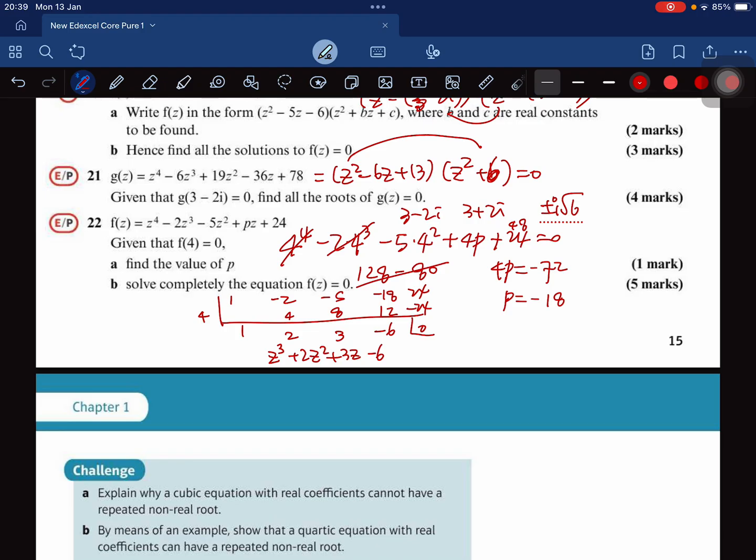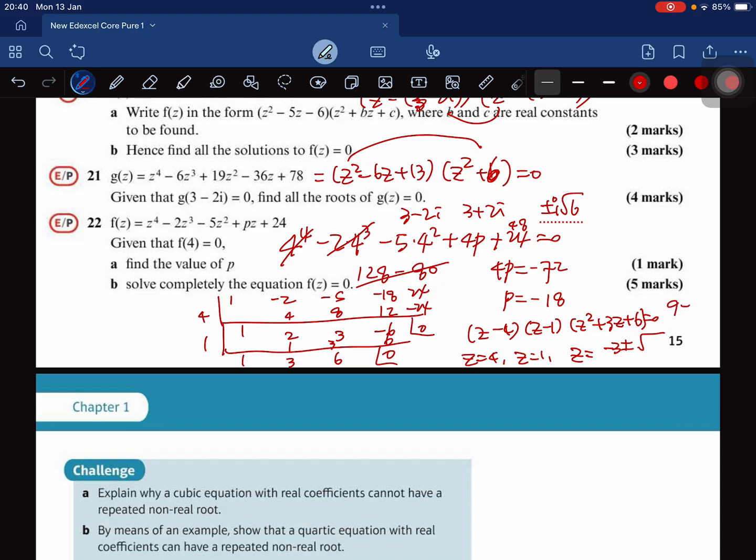What do we have further? Yeah, we have another 1. So this is the factor theorem. Just now when I put 1, I could make a 0. So 1, 1, 3, 3, 6, 6, 0. So z minus 4, z minus 1, z squared plus 3z plus 6 becomes 0. z equals 4, z equals 1, z equals negative 3 plus or minus square root of 9 minus 24, negative 15, i root 15 over 2. So the solutions are 4, 1, and negative 3 plus i root 15 over 2, negative 3 minus i root 15 over 2.